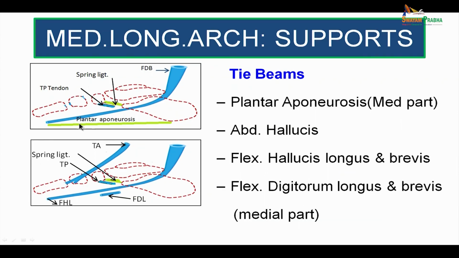Coming on to the tiebeams, or the structures that will be holding it from the anterior to the posterior end, we have the medial aspect of the plantar aponeurosis and the various long muscles that are attached from end to end. For instance, the abductor hallucis, flexor hallucis longus and brevis, and flexor digitorum longus and brevis, the medial part of that.